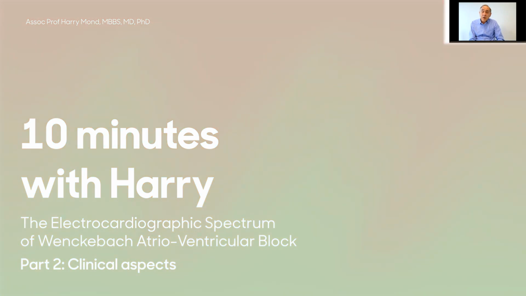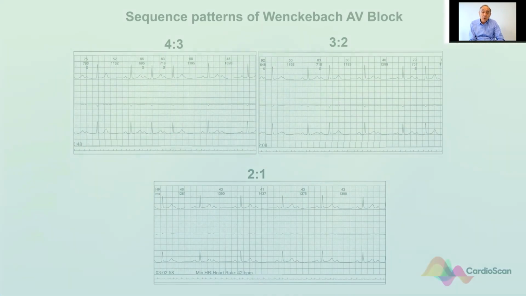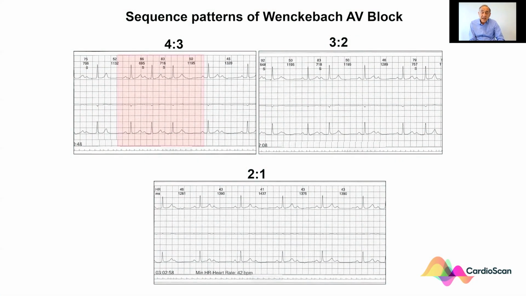Sequence patterns of Wenckebach AV block may be 4 to 3, as shown here with the red highlight. There are 4 P waves for every 3 R waves, 4 to 3 with 1 drop beat. With 3 P waves to 2 QRSs, it is 3 to 2, and then 1 to 1 is essentially 2 to 1 with a conducted beat and a drop beat.